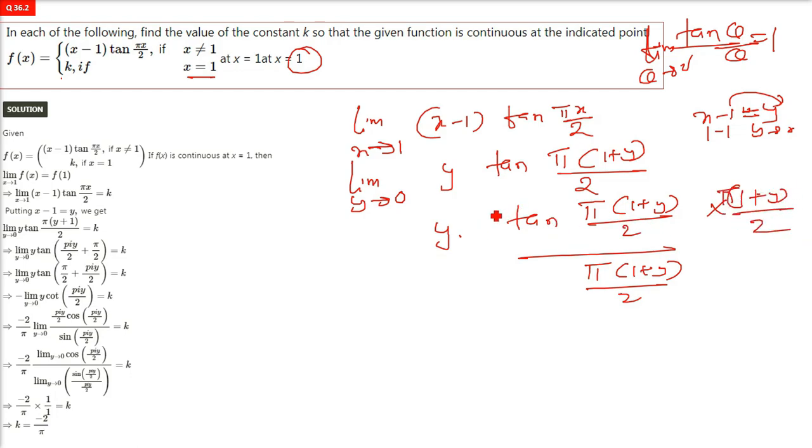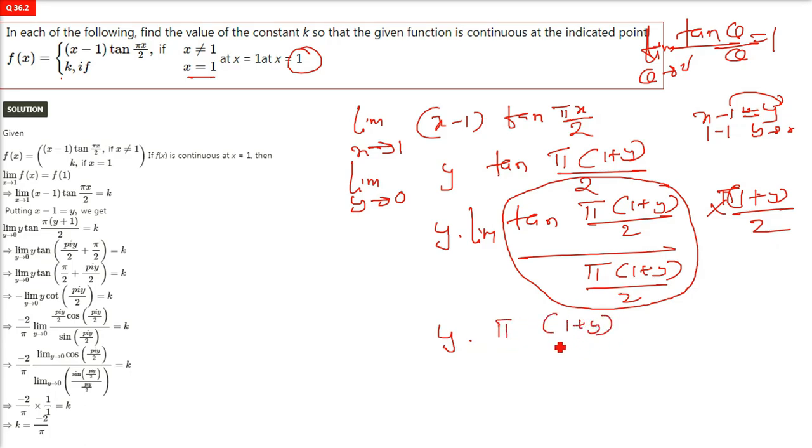Now why have we done this? The limit y tends to 0 here, so this whole term tan theta by theta is going to be equal to 1. So what do you get? When you apply the limit, you will get y times pi (1 plus y) by 2. Now the limit exists. If you apply the limit y tends to 0, just put y equals 0, you'll get the whole thing as 0.